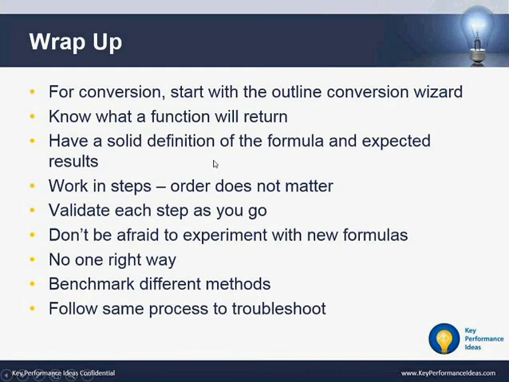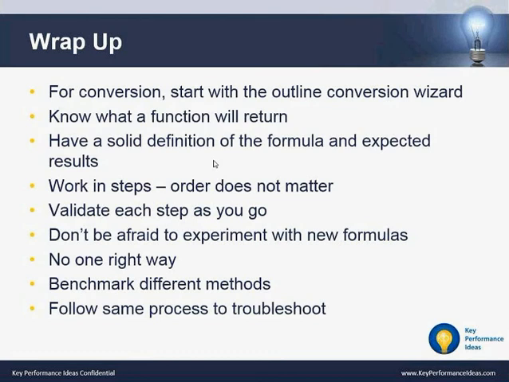Okay, so that was kind of the bulk of the material I wanted to cover. To wrap up, for conversion, start with the outline conversion wizard, let it do the bulk of the work for you, and then come back and just address those exceptions. When you're doing a formula, make sure you know what a function is going to return. Is it going to do a calculation for you, or is it just going to return a member or a set or a level for you?